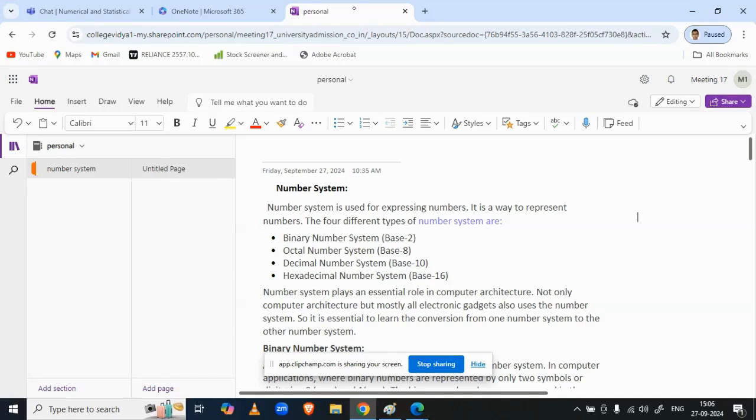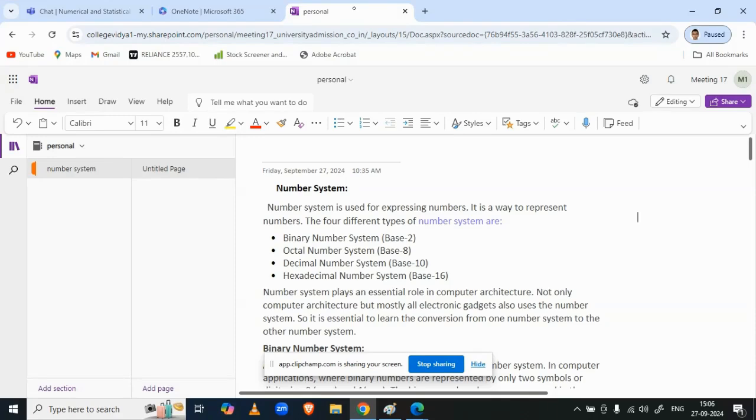A system that is used for expressing or representing numbers is called the number system. In digital electronics, numbers are used to represent information. Hence, it is important to learn and understand different types of number systems so we can easily represent and interpret the information in the form of numbers.